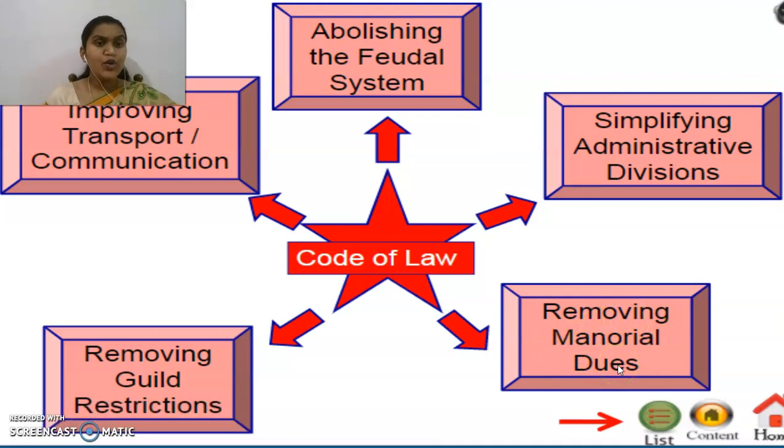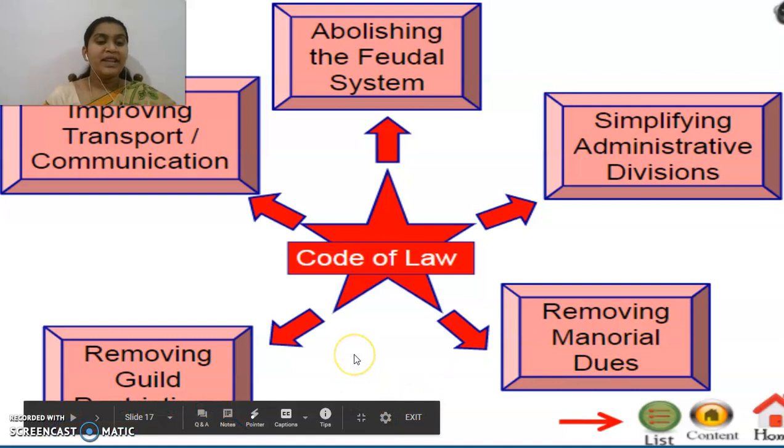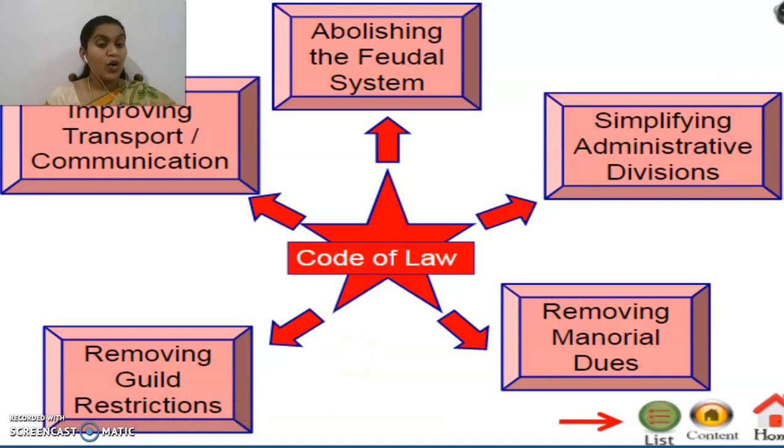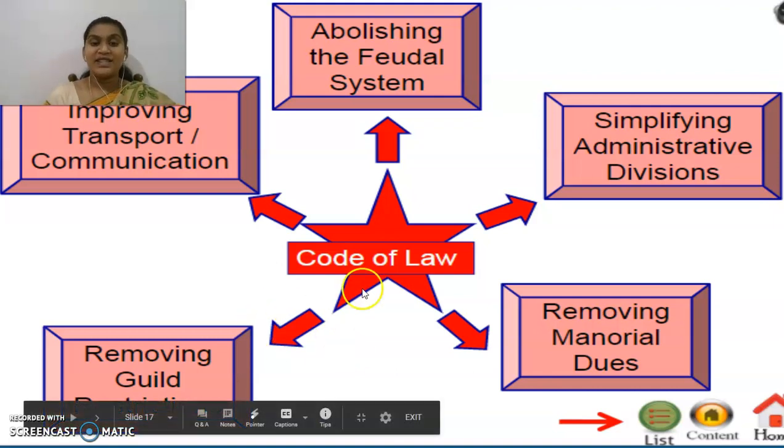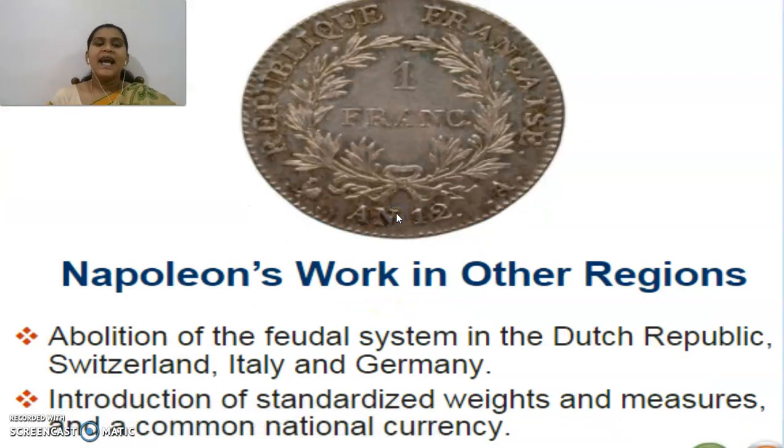He removed manorial dues. Whatever manorial dues were there, he removed them, and he removed guild restrictions. Whatever restrictions were there on the people have also been removed. He also improved transport and communication. He started to give more importance to transport and communication. So of course, trade and industries will start expanding. Yes or no? Yes.